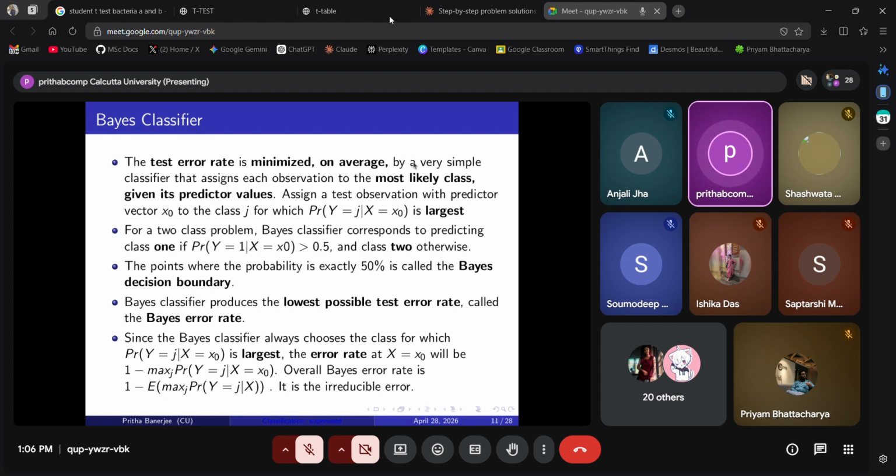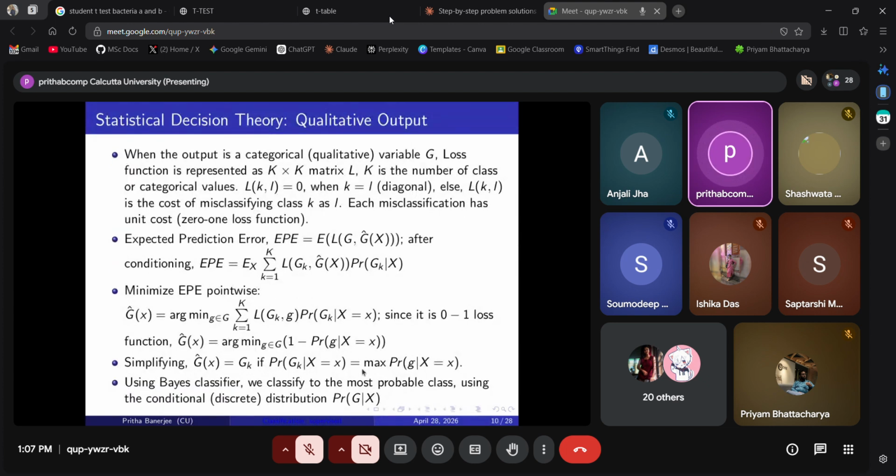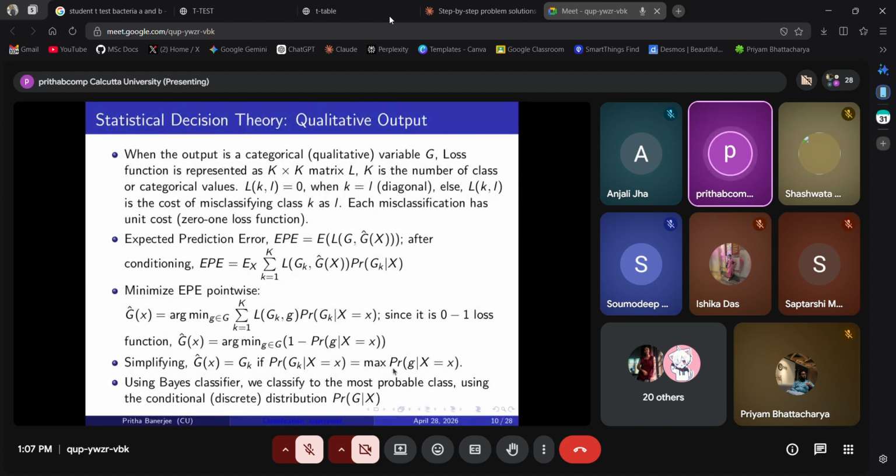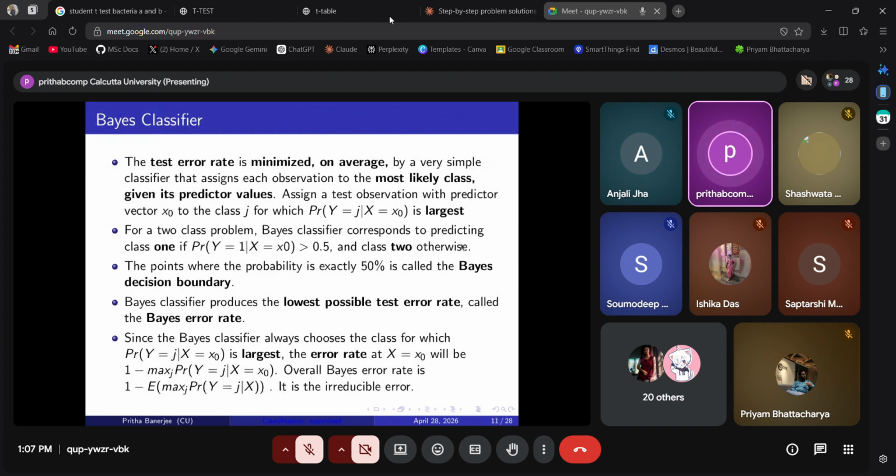So the algorithm is very simple in the Bayes classifier. It's a very simple classifier that assigns each observation to the most likely class given its predictor values. This most likely class comes from the fact of maximum probability of a class G given X equal to X. So that is what is the most likely class.